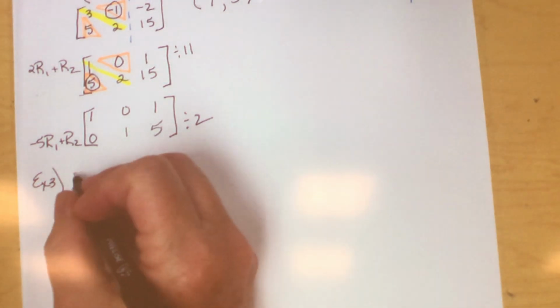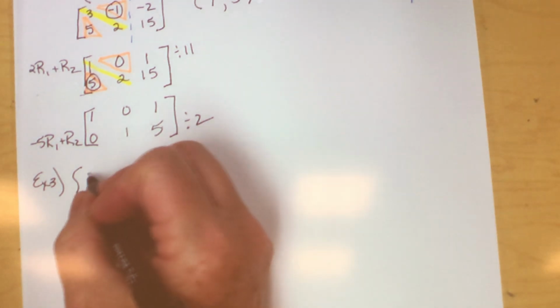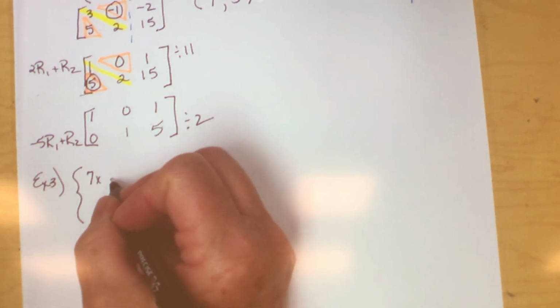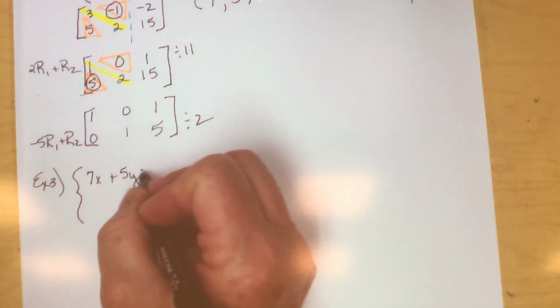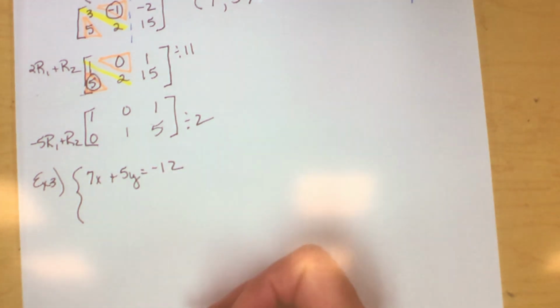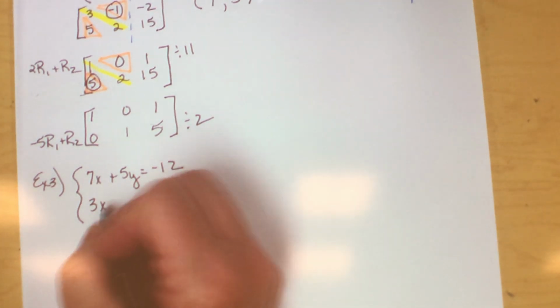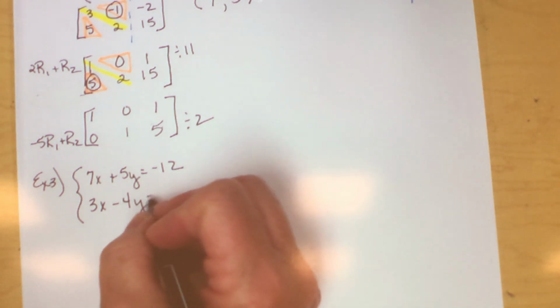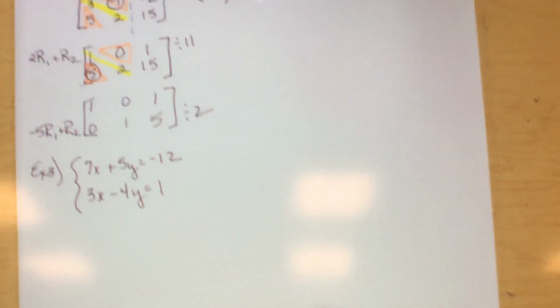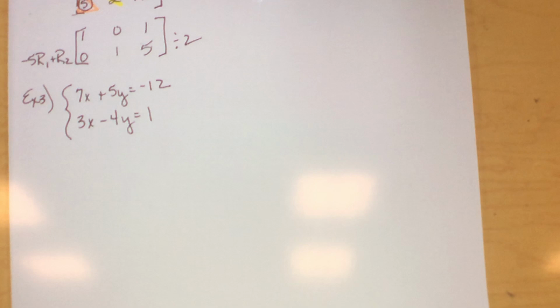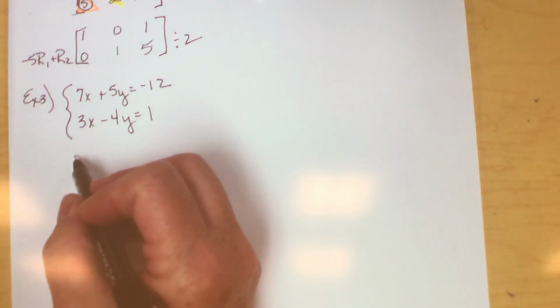Example 3. So, 7x plus 5y is equal to negative 12, and 3x minus 4y is equal to 1. All right, make your matrix and decorate him up. I'm only going to draw my triangles, okay? You can draw whatever you want to.